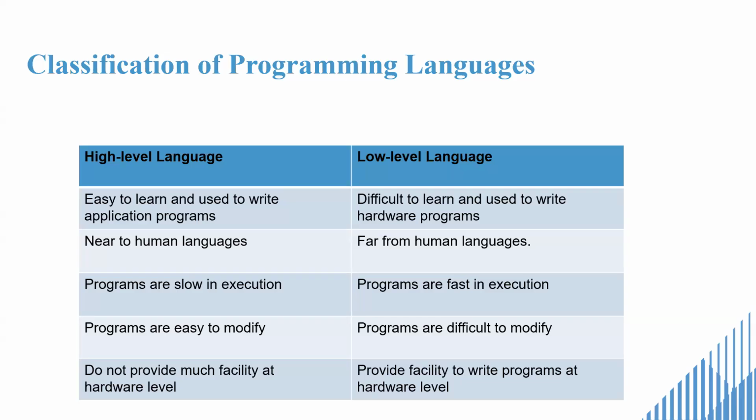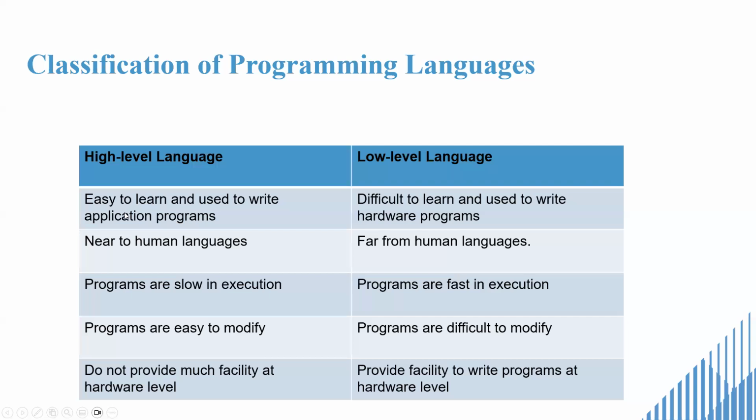If you do this, then do this. So it's just performing the same as human language. Programs are slow in execution because we are at the high level and not at the machine level, so it's a little slower compared to low level languages. Also, programs are easy to modify. You can change them anytime if you want to put some restriction or bring some changes, so you can do it in a high level language.